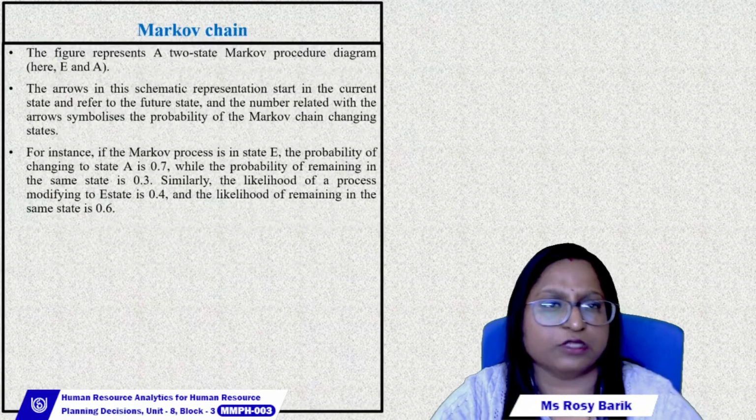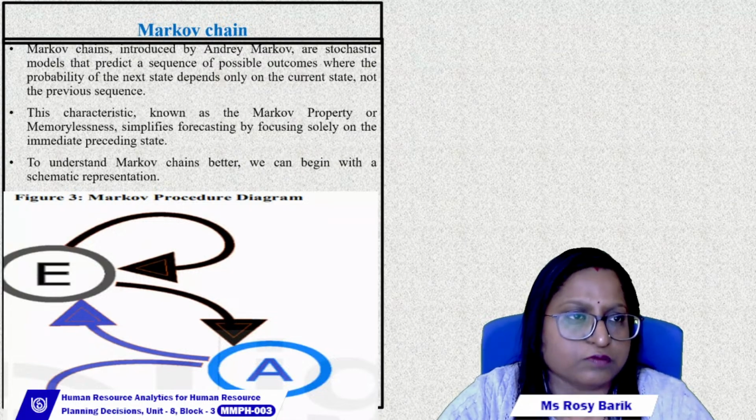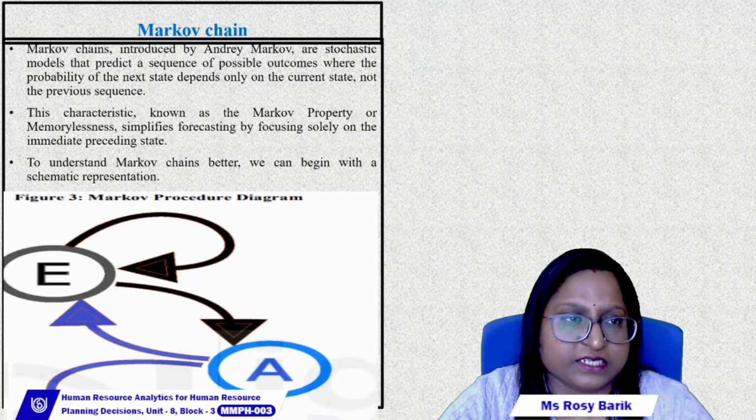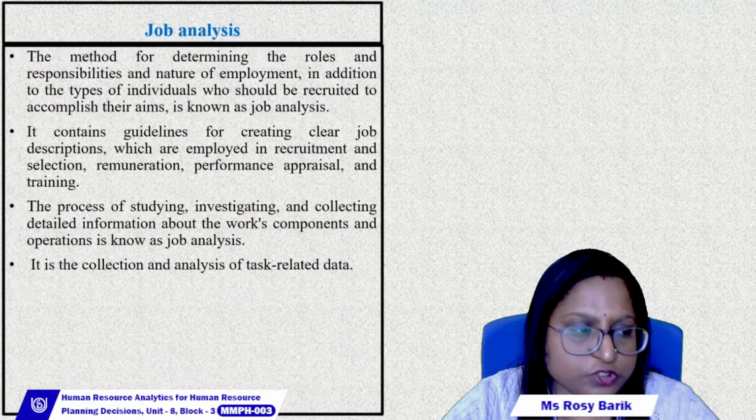This is all about the Markov chain. So here, the outcome, which is the probability of the next state, depends on the current state, not on the previous state, right? So now we'll be discussing job analysis.